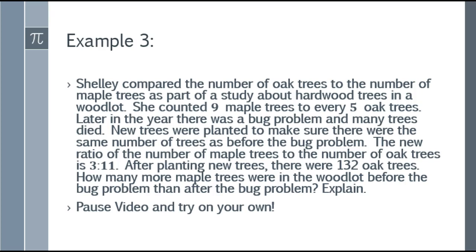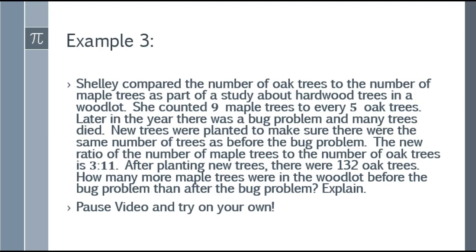So now let's look at example 3. Shelley compared the number of oak trees to the number of maple trees as part of a study about hardwood trees in a woodlot. She counted 9 maple trees to every 5 oak trees. Later in the year, there was a bug problem, and many trees died.